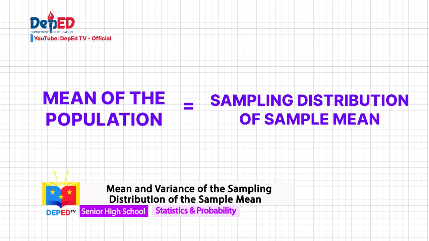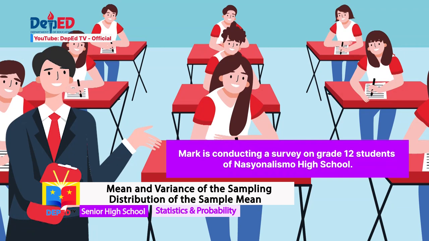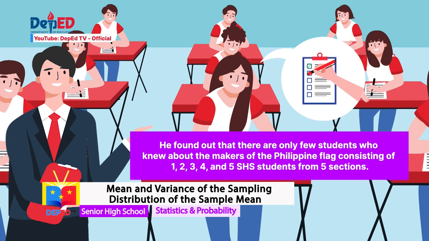We know that the mean of the population is equal to the mean of the sampling distribution of the sample mean. Let's recall the steps in solving the mean and variance of the sampling distribution of the sample means by analyzing this problem. Mark is conducting a survey on grade 12 students of Nacionalismo High School. He found out that there are only few students who knew about the makers of the Philippine flag, consisting of 1, 2, 3, 4, and 5 senior high school students from 5 sections. Suppose that a sample size of 2 sections were drawn from this population. Describe the sampling distribution of the sample means.